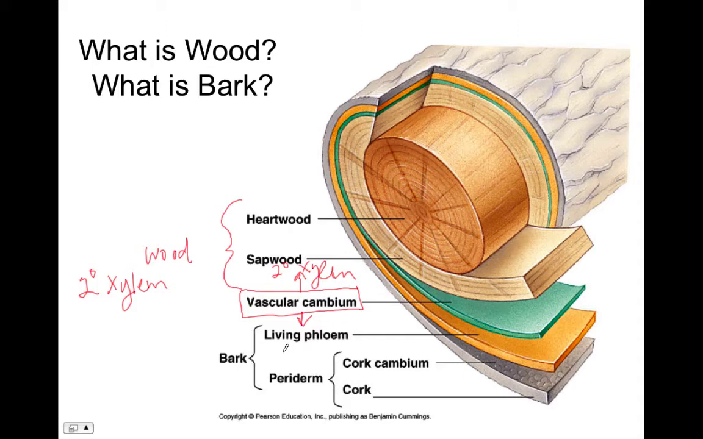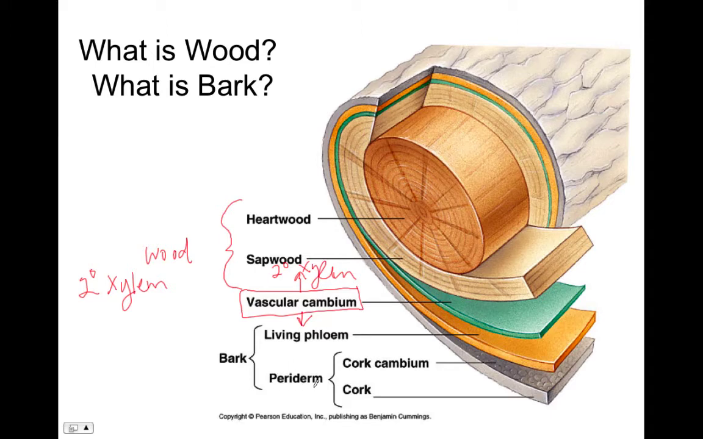Bark, on the other hand, is everything external to the vascular cambium, and it consists of living phloem. So this is going to be functional phloem that is capable of transporting food and other dissolved substances throughout the vascular tissue, and the periderm, which you should recall replaces the epidermis in plant parts that are woody.